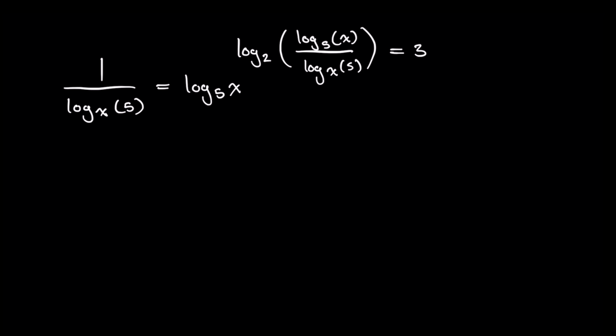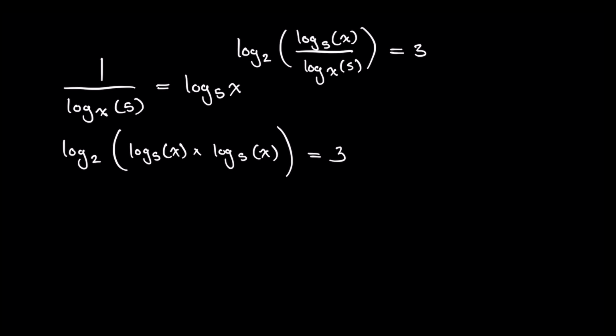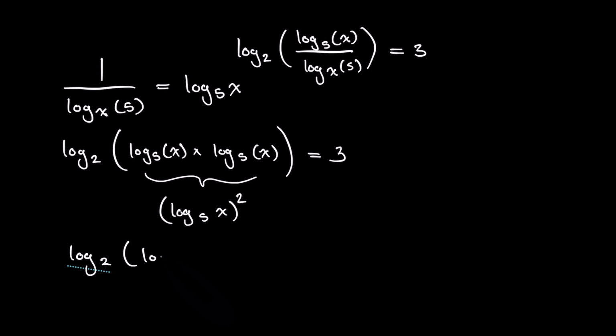But there's another one of those terms up here. So what does that mean? Well, we can have log base 2 of log base 5 of x times log base 5 of x. And all of this is going to be equal to 3. And from here, this all here is going to be the same as log base 5 of x squared. So ultimately, we're left with log base 2 of log base 5 of x squared, which is equal to 3.